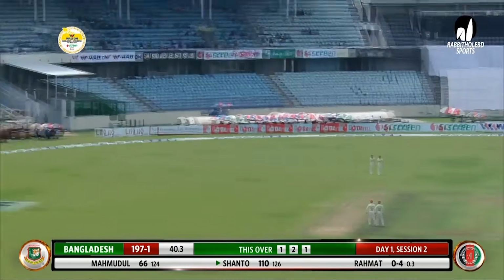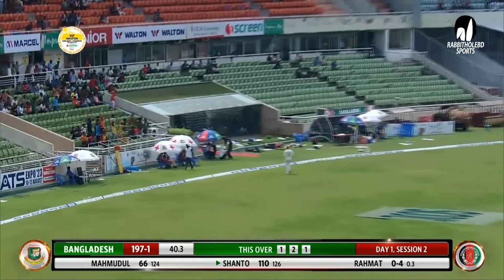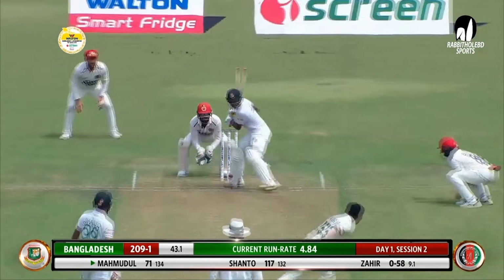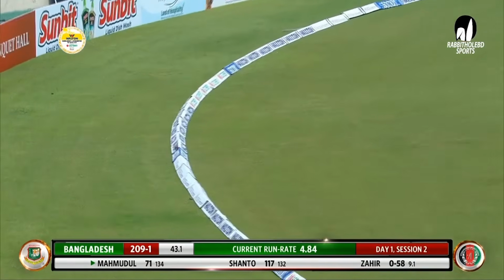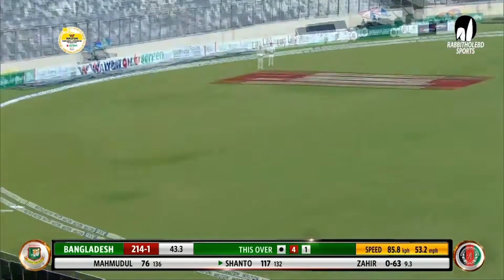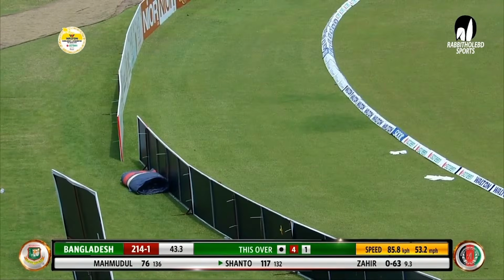Full toss and hammers it. For a moment I thought the deep square leg fielder was in play. The back foot beats the fielder. Should be a boundary. Full toss. Shanto will not miss out on those. The kind of mood he is in.